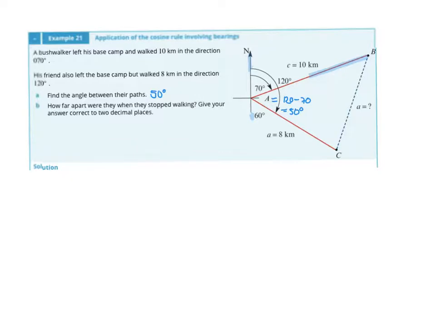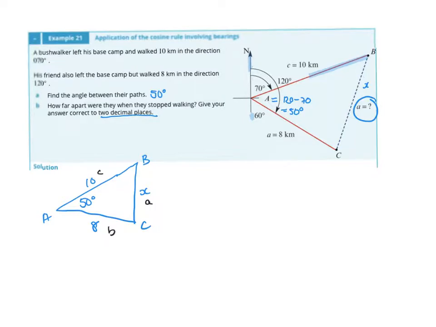How far apart are they when they stopped walking? Give your answer correct to 2 decimal places. So they want this distance here. Okay, so just draw out what you've got now. Something like this. So you've got A, B, C. They said this is 10, this is 8, and you now know this is 50 degrees, and you want to know that. So if you were labeling your little sides, you want the A side. So write the A rule.